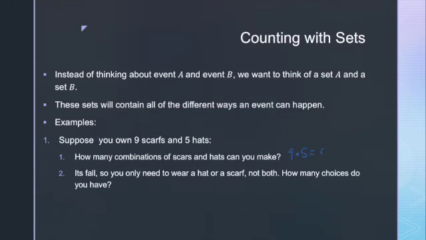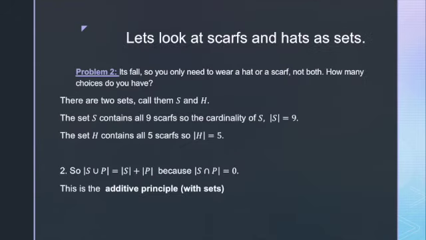But let's look at these scarves and hats as sets. So now we have 2 sets. We have sets S for scarves and H for hats. The set S contains all 9 scarves, so its cardinality, remember cardinality is the size of the set, is 9. And the set H contains all the hats, so its cardinality is 5.